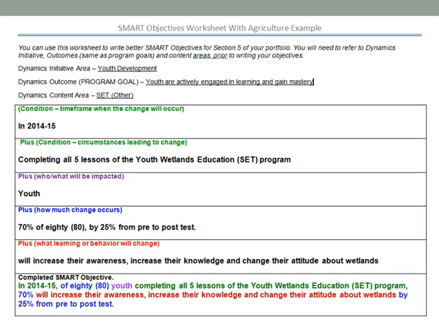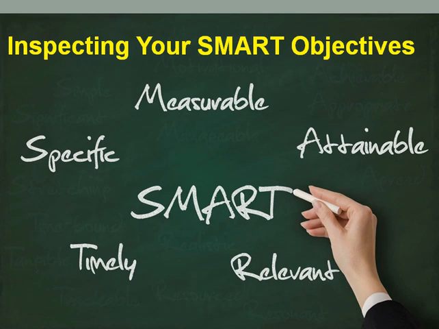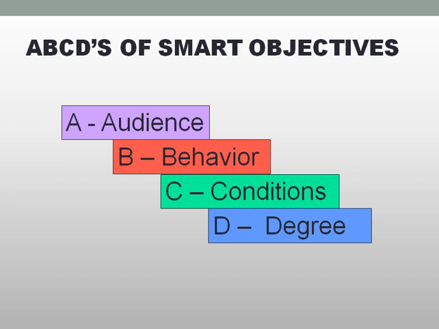In summary, write your objectives using the SMART technique. Are they specific, measurable, attainable, relevant, and timely? Also consider the ABCDs of SMART objectives: the audience, the behavior, the conditions, and the degree. And finally, use the suggested format for ease in writing your objectives.